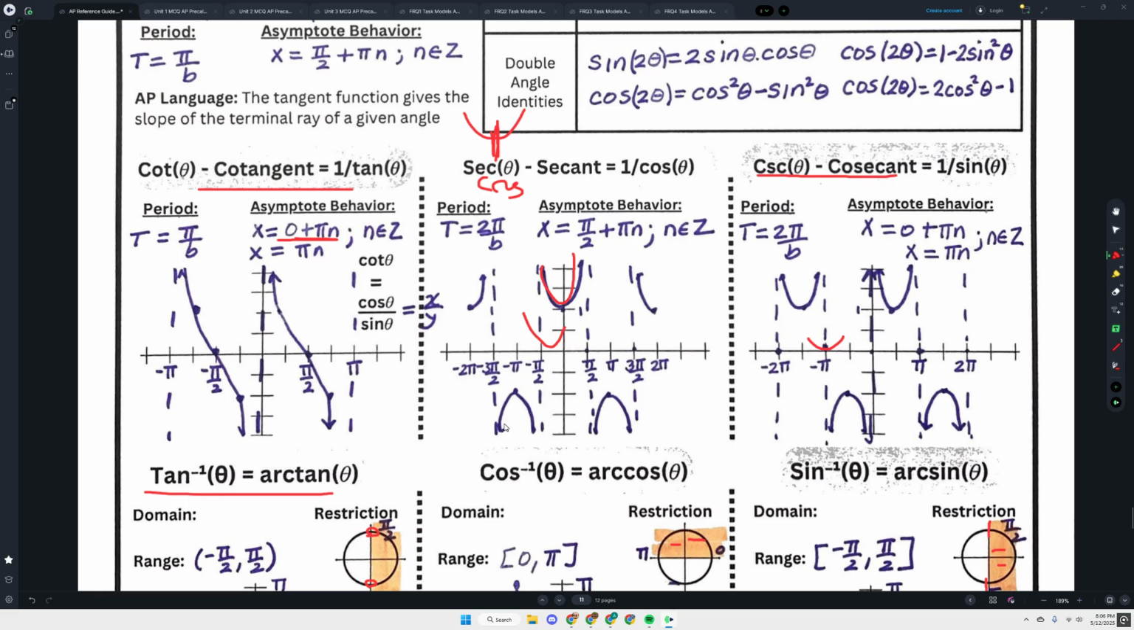What's exponential growth and decay? Exponential growth is when b is greater than 1, and exponential decay is when b is between 0 and 1.